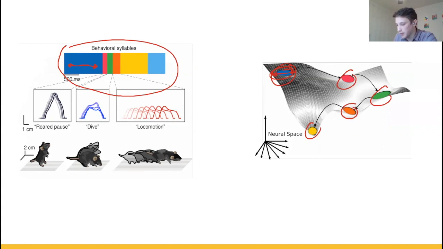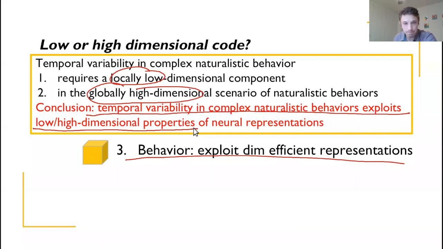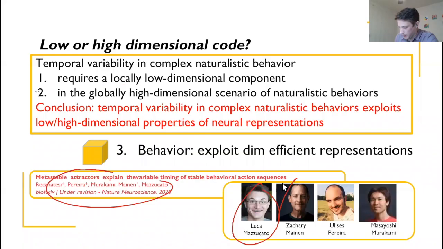So to conclude this third part of my talk, and that leads me to the overall conclusion, I can say the following: temporal variability in complex behavior requires a locally low-dimensional component in a globally high-dimensional scenario of naturalistic behavior. And the one-liner is: temporal variability in complex naturalistic behavior exploits the low and high dimensional properties of neural representations. This work is under revision in Nature Neuroscience and was co-led by Luca and Zahn.